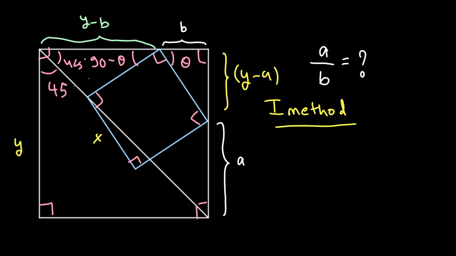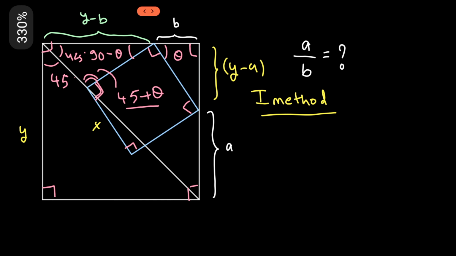Okay. Now look carefully at this particular triangle. One of the angles is 90 minus theta, the other angle is 45. Therefore, by angle sum property, the value of the third angle would be equal to 45 plus theta. So here we have marked all the required angles also. Now let us proceed to the trigonometrical solution.